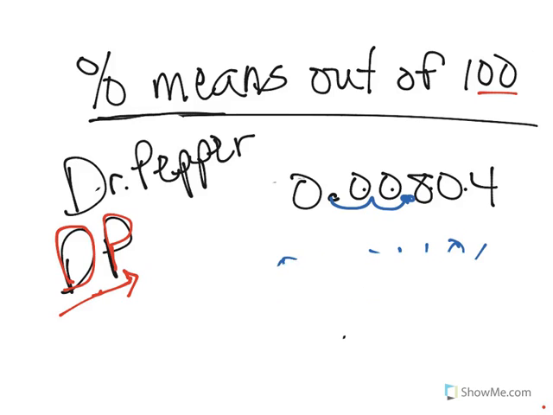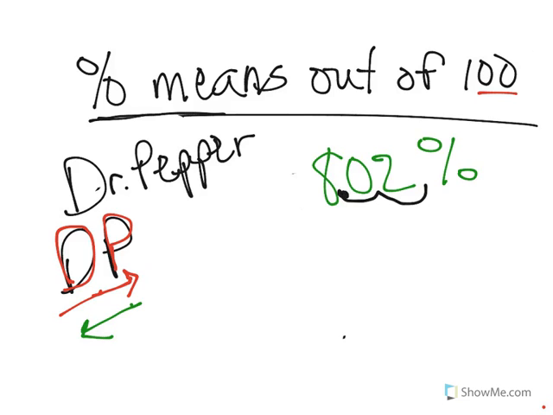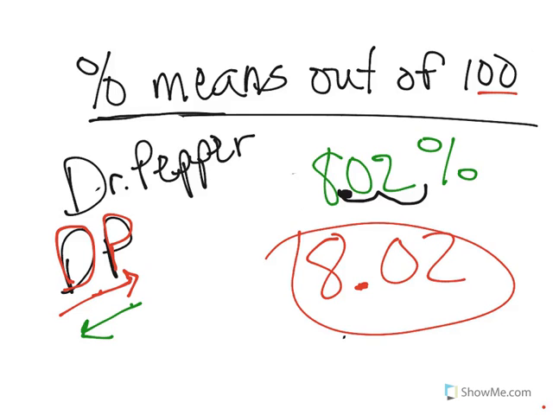Let's do one more. Let's go 802%. Now this one, we're going from a percent to a decimal. So on this one, I'm going to go 2 places to the left. So if I wanted to convert 802% to a decimal, it would be 8 2/100, and that would be your answer.